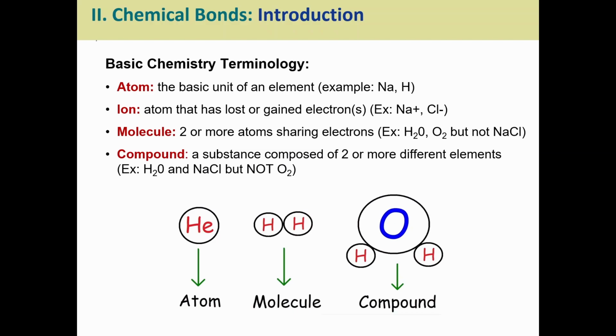So just a review on some terminology, right? Atom is the basic unit of the element, we talked about that last video. Ions are atoms that have gained or lost electrons. Molecules are where you have two or more atoms coming together, forming a bond. And compounds are basically like a molecule, except you have two or more elements. So for example, H2O, water, and sodium chloride would be compounds, but oxygen gas, or O2, would not be a compound because O2 is two oxygens, so we only have one element present.